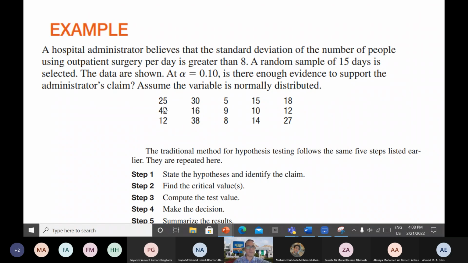You input 25 and press equal. 42 and press equal. Anyone, guys, do it for me? Yeah, doctor, I'm with you. 12 equal, 30 equal, 16 equal, 38 equal, 5 equal, 9 equal, 8 equal, 15 equal, 10 equal, 14 equal, 18 equal, 12 equal, 27. Now you input all of your data, right? You finish it? Yes, doctor.